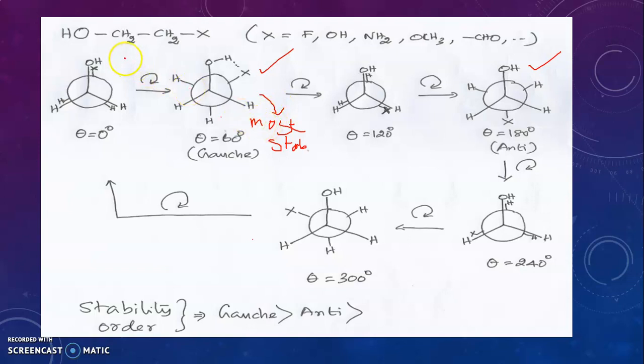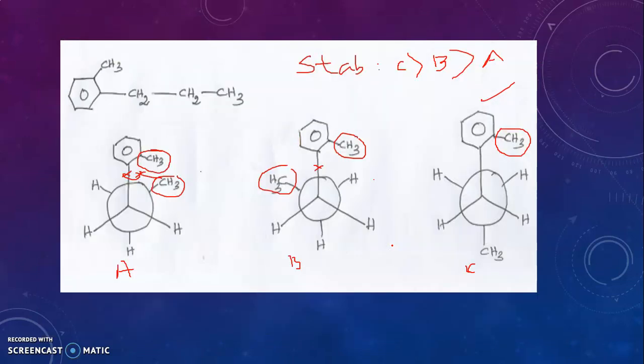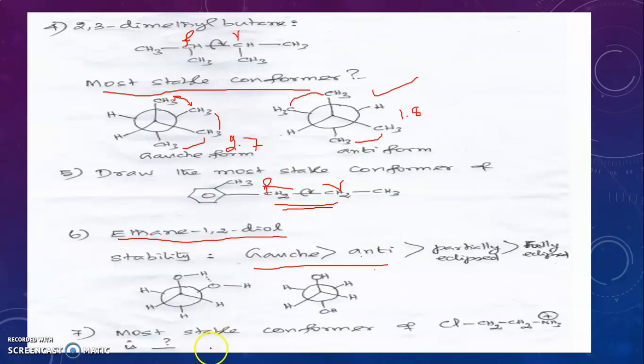So this is not only for ethylene glycol. You can take any molecule. In the place of X, you can put any of these groups. In all these groups, you will get the gauche conformation as more stable over the anti-conformation. The next question, we'll discuss later.